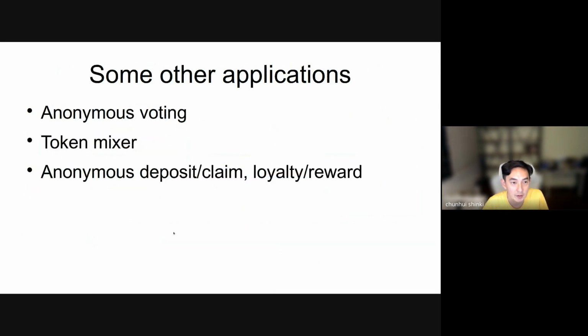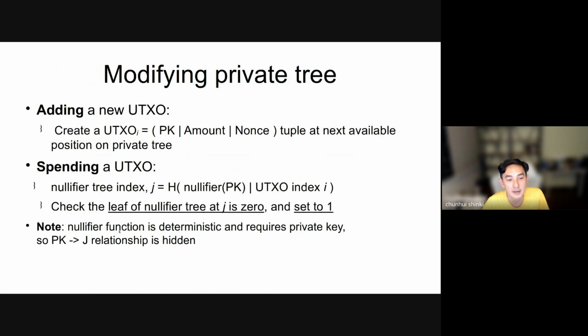Okay. And since the nullifier function is deterministic and requires a private key, the relationship between the public key and this J index location is somewhat hidden, and also protects the privacy of the user spending.